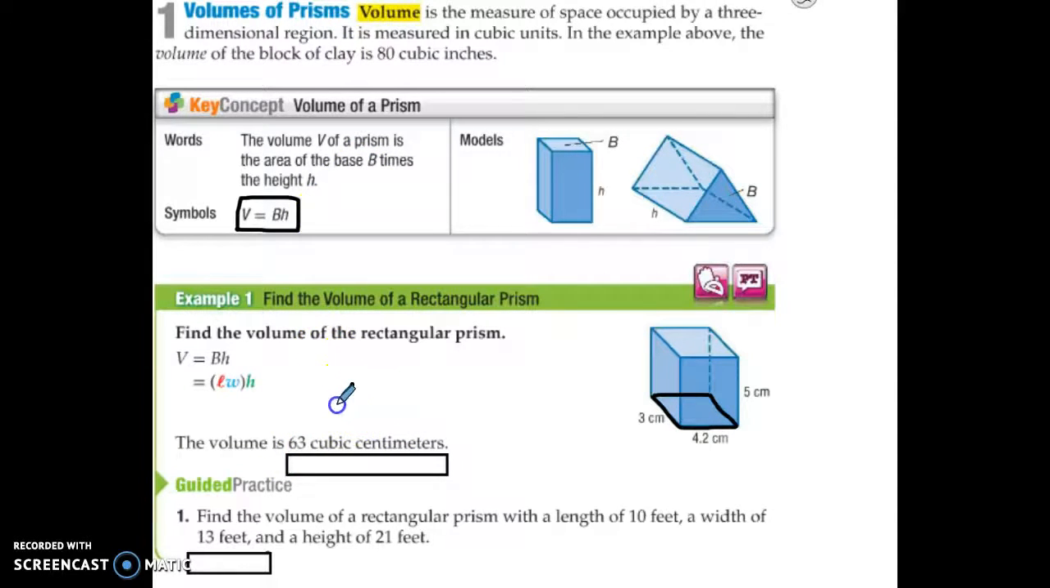So how we write that answer is 63. We put centimeters, and then a little 3 as the exponent, or cubed. Okay, so this means 63 cubic centimeters. So we're looking at how many cubes can fit inside of here. So 63 of them that are 1 centimeter by 1 centimeter by 1 centimeter. Alright, guided practice, we want to find the volume of this rectangular prism. Again, we're just going to multiply the three numbers right there. 10 times 13 times 21.